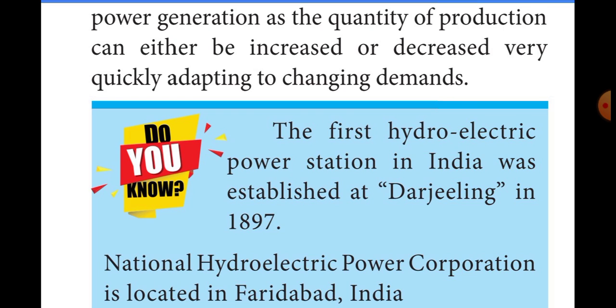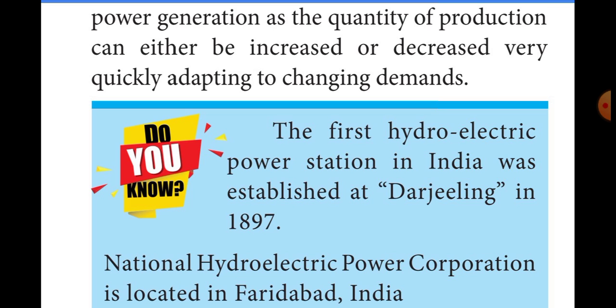Then, the first hydroelectric power station in India was established at Darjeeling in 1897. Important one-word question: the first hydroelectric power station was established at Darjeeling. In which year, students? 1897. In the year 1897, at Darjeeling, the first hydroelectric power station was established. Then the National Hydroelectric Power Corporation is located in Faridabad in India.